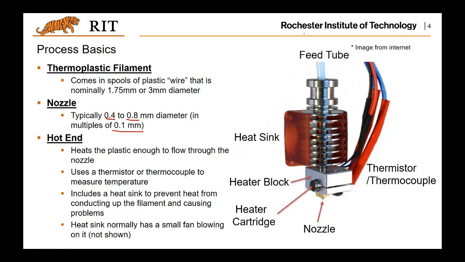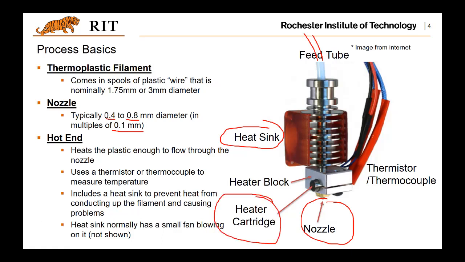So basically, the filament will go through this feed tube, and then there's a heat sink, which will be heated, and the plastic filament will be melted and pushed through this nozzle. And here the heater cartridge will be utilized to heat the filament, and this heat block will conduct the heat generated by this cartridge. Also, there is a thermistor or thermocouple located here to control the temperature.